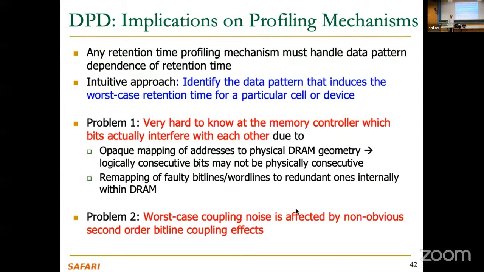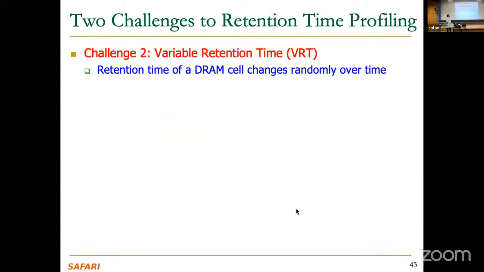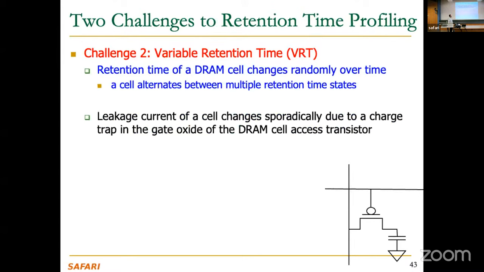This is the other challenge. The retention time of a DRAM cell changes randomly over time. It alternates between multiple retention time states. The leakage of a cell changes sporadically due to a charge trap in the gate oxide.